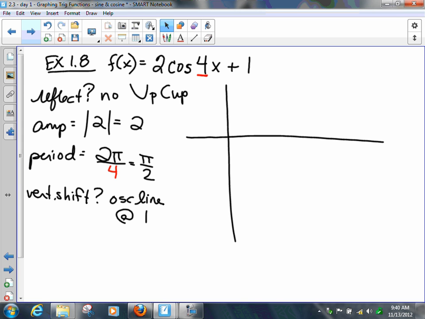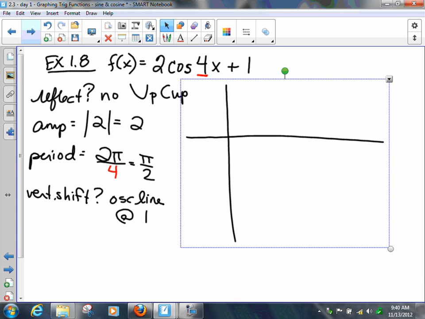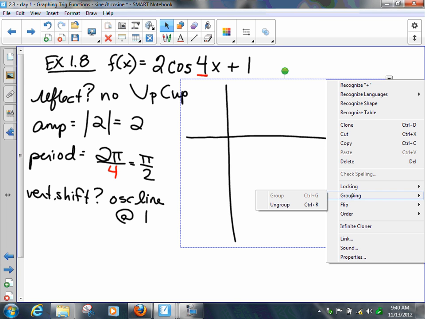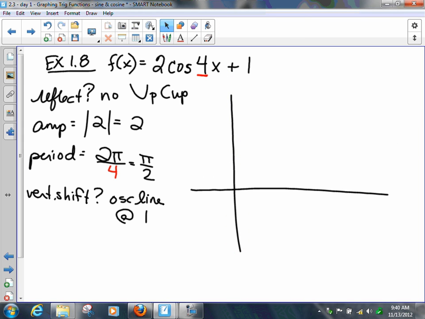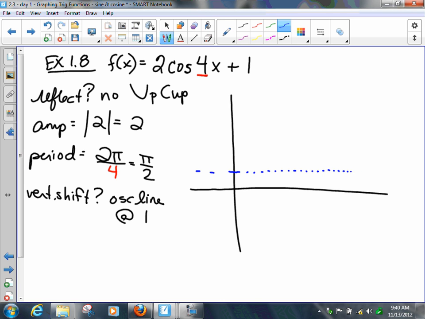Oscillation line's at 1. I got to move this thing. Got to ungroup this. All right. Now, oscillation line's the first thing I want to draw in. So I'm going to draw it at 1. That's at 1, 2, 3, 4. We got 0, -1, -2. And I'm just randomly labeling my y-axis.